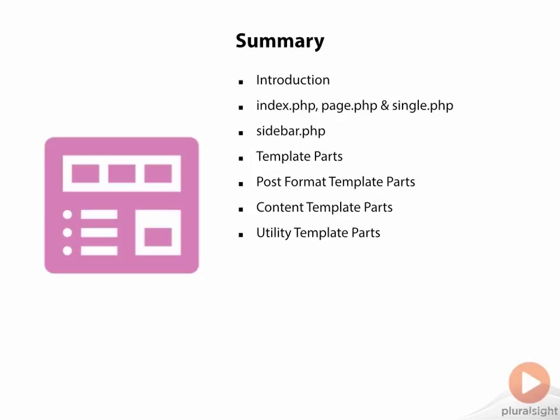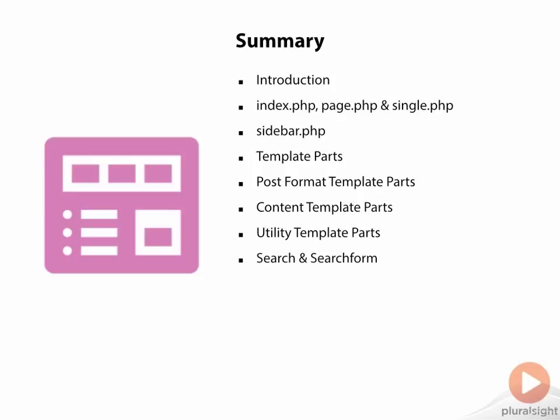gets reused multiple times. Template parts use the function get_template_part and are a way to split your templates up into smaller, more specific pieces to make things easier to develop and reuse across different template files.